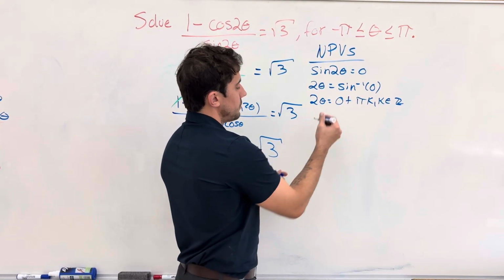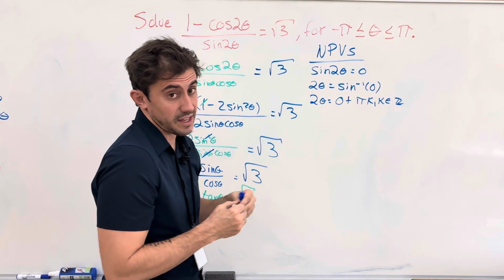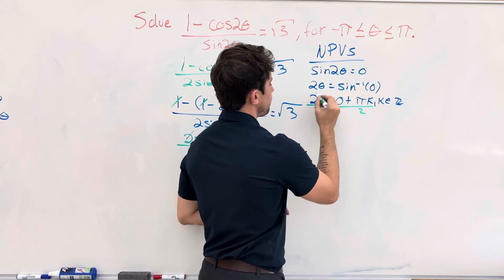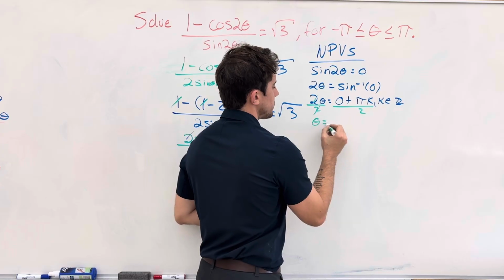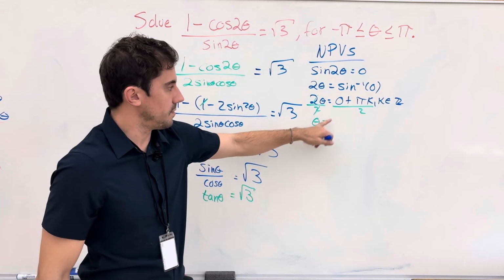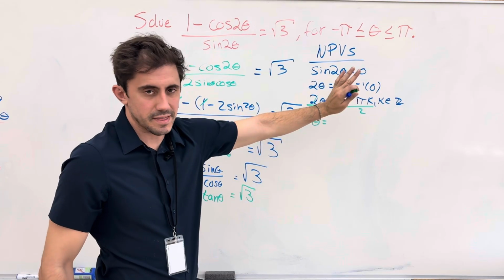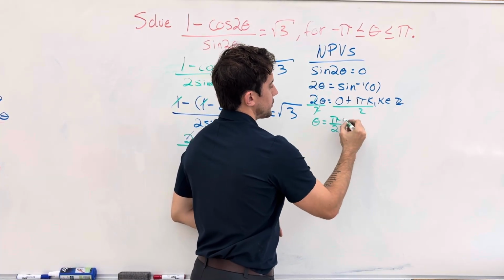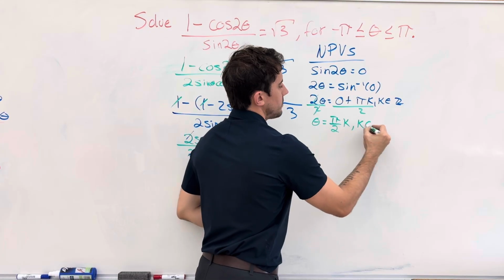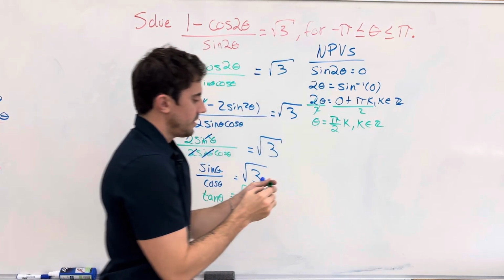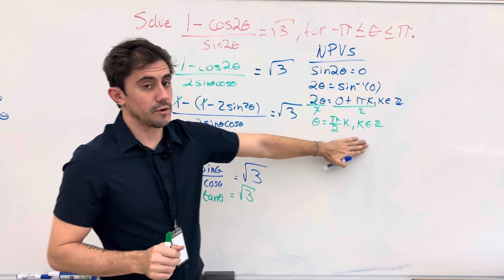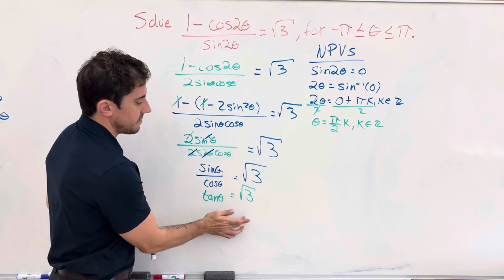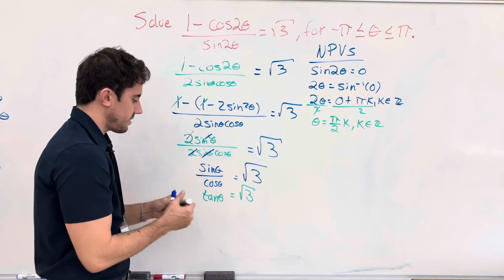And now that's 2 theta. We want to solve our solution set for theta, so we should have our NPVs in terms of theta. Let's divide everything by 2. So our NPVs are all going to be of the form 0 over 2 is 0, I'll just omit that part, pi over 2 k, meaning any integer multiple of pi over 2, for k being any integer value. Those are our potential non-permissible values.